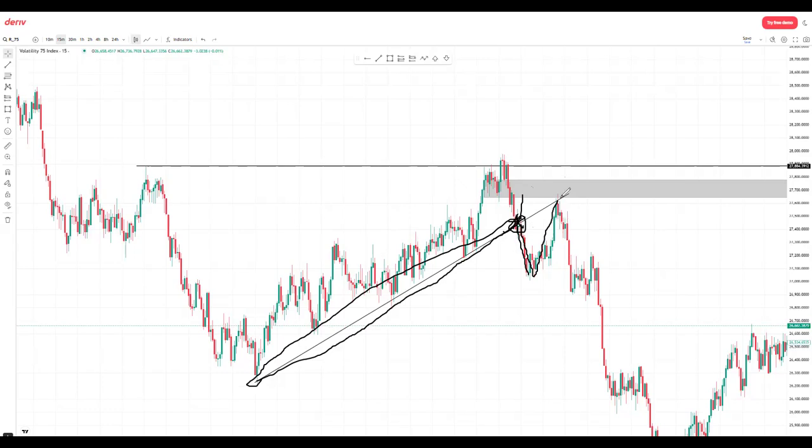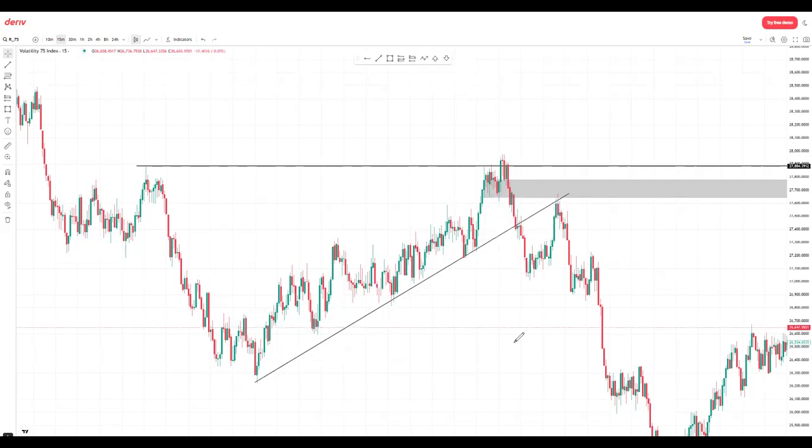At the same time, we don't have only the broken trend line. We have a break of structure there. We don't have only the break of structure, we have a continuation pattern as well. So the higher the chance that the market will go down.